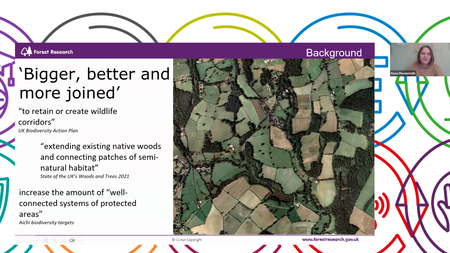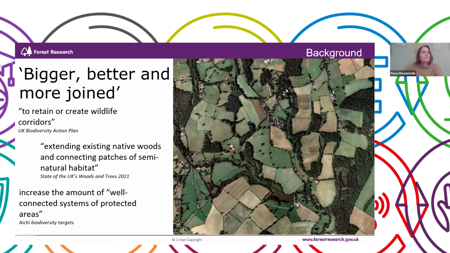So the UK Biodiversity Action Plan talks about this idea of retaining and creating wildlife corridors, and the State of the UK's Woodlands and Trees report from 2021 talks not just about extending existing native woodlands, but actually connecting up patches of current woodland. And the CBD biodiversity targets more generally talk about having a well-connected system of protected areas. So this all points to this idea of increasing connectivity between our different habitats.